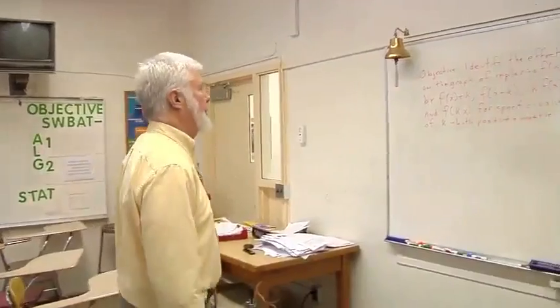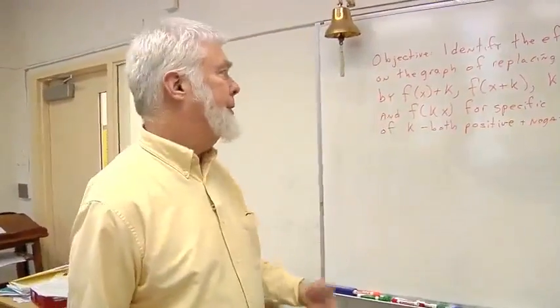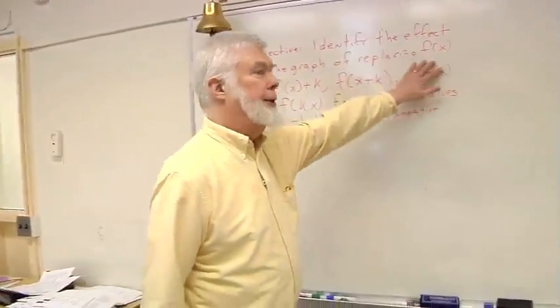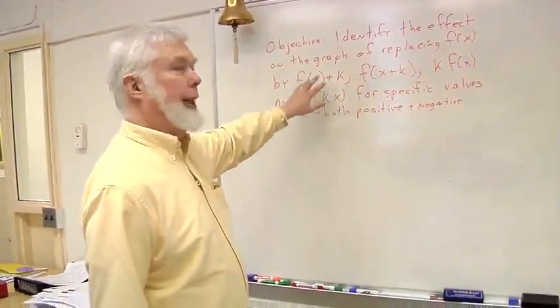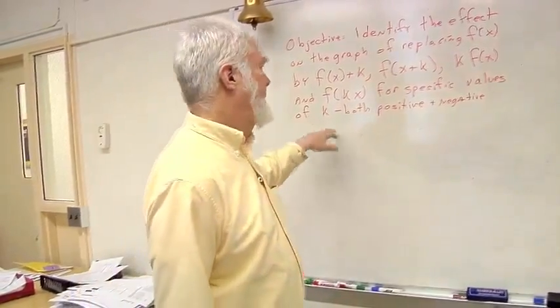I want to talk to you about what we're studying, how all this fits in. So this is our standard that we've been looking at. What we want to do is identify the effect on graphs of replacing f of x with various transformations: f of x plus k, k times f of x, and f of k times x, for various specific values of k, both positive and negative. That's a lot of words.